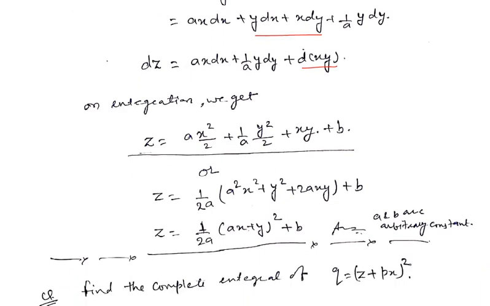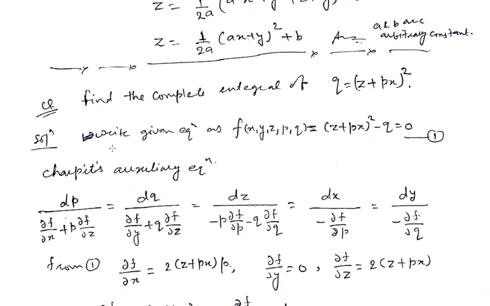Let's take one more example. Find the complete integral of the equation q equals (z plus px) whole square. So first we will shift it into the left hand part. We get f equals (z plus px) whole square minus q equals 0. Now we will write Charpit's auxiliary equation and we will calculate the partial derivatives of f with respect to x, y, z, p and q.